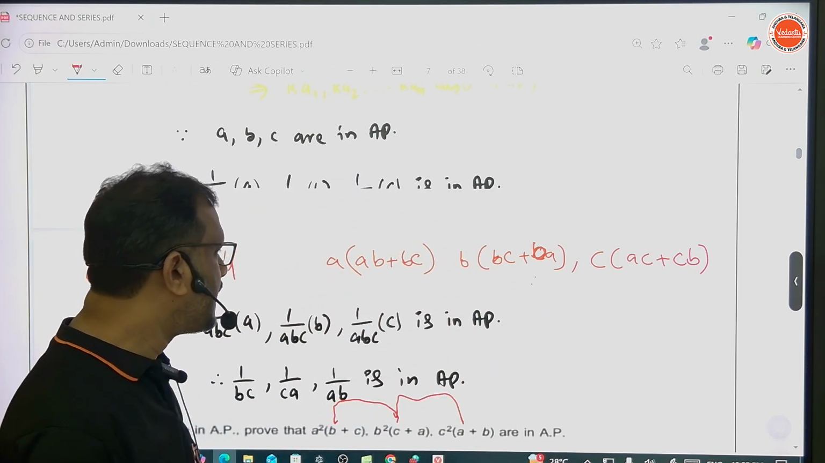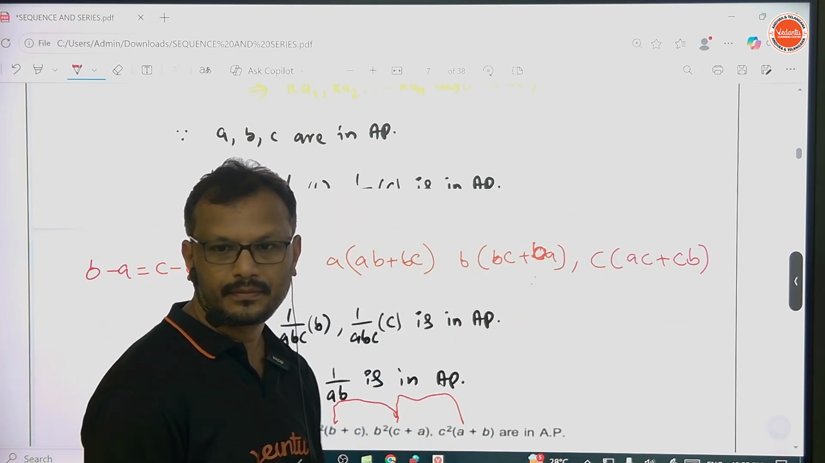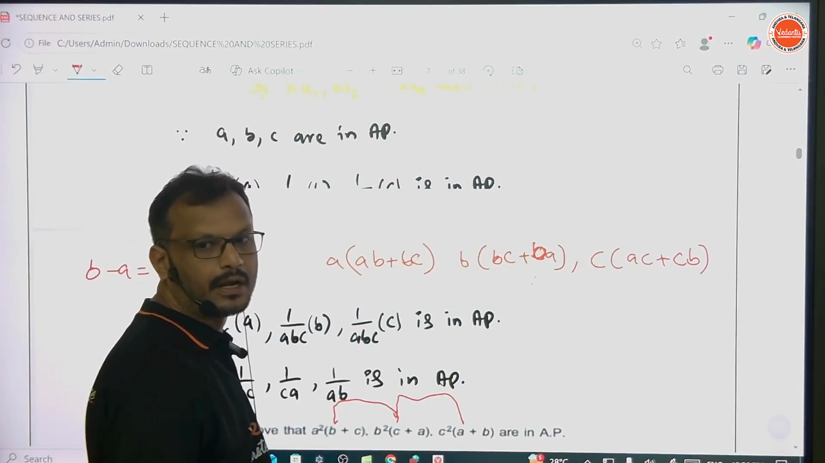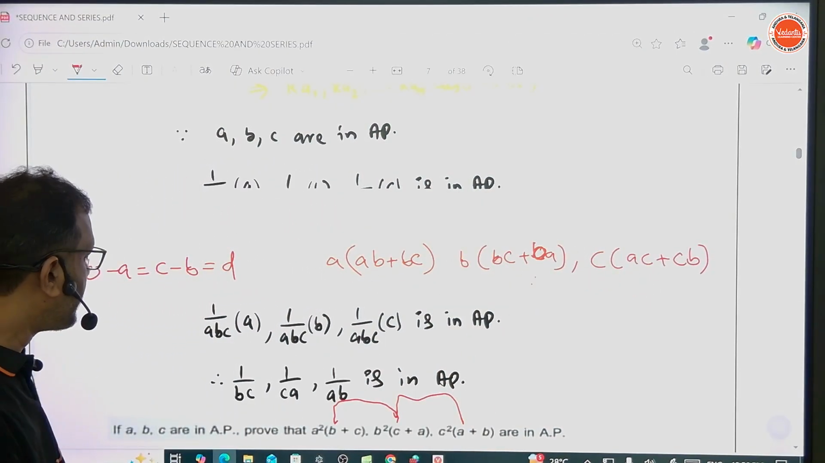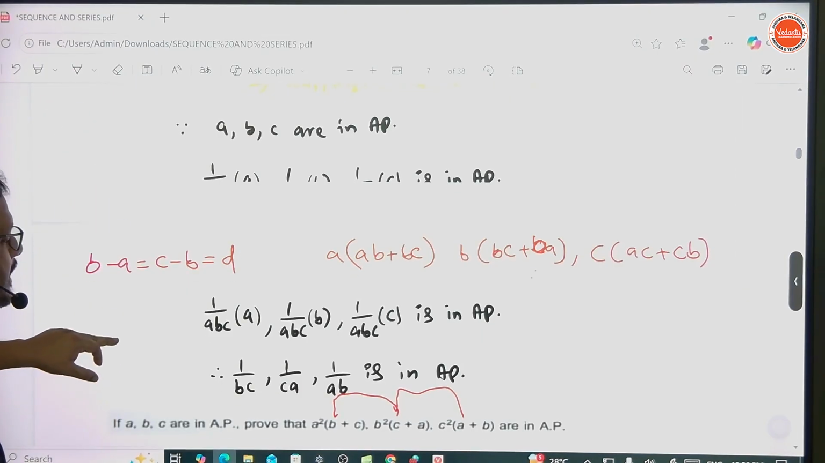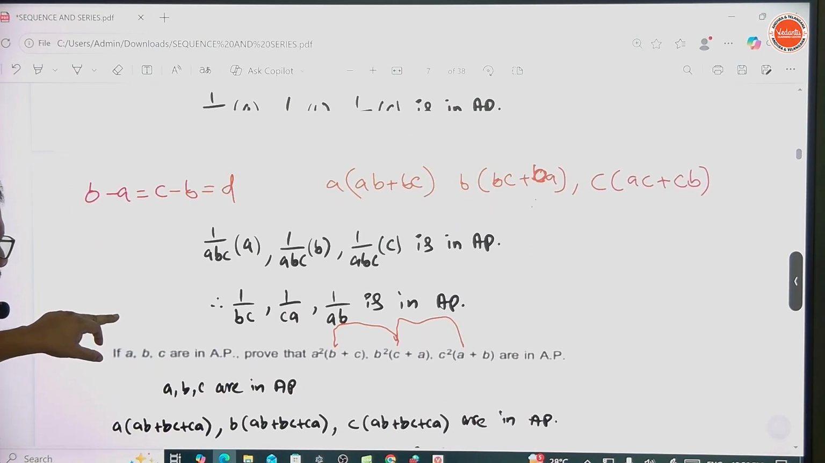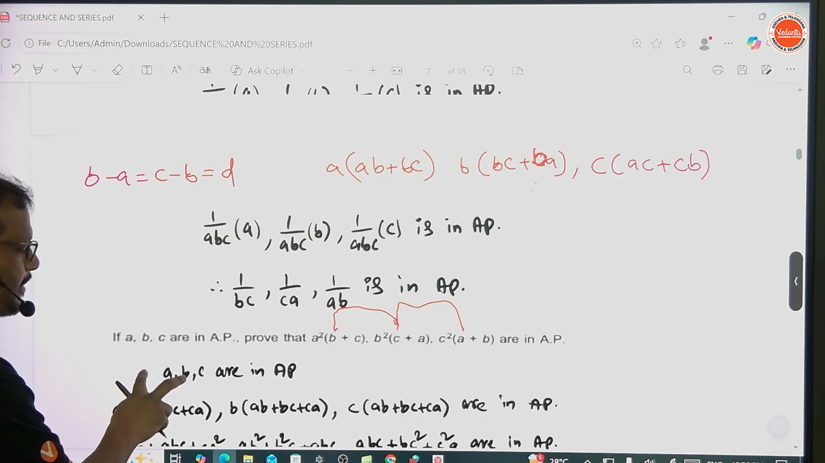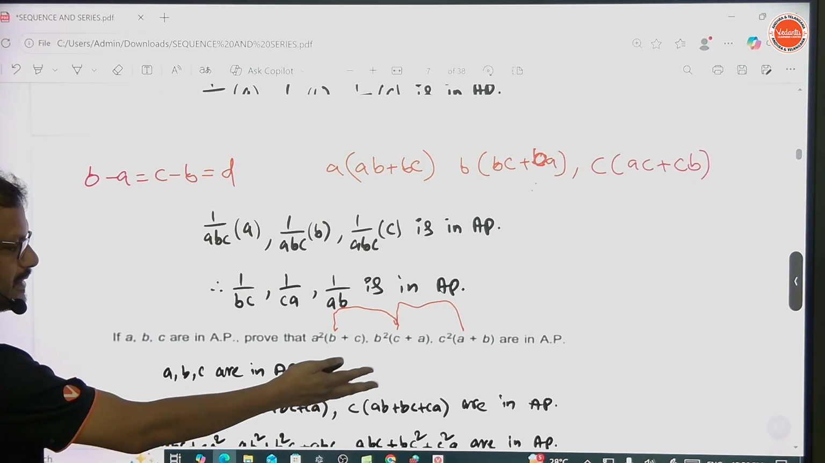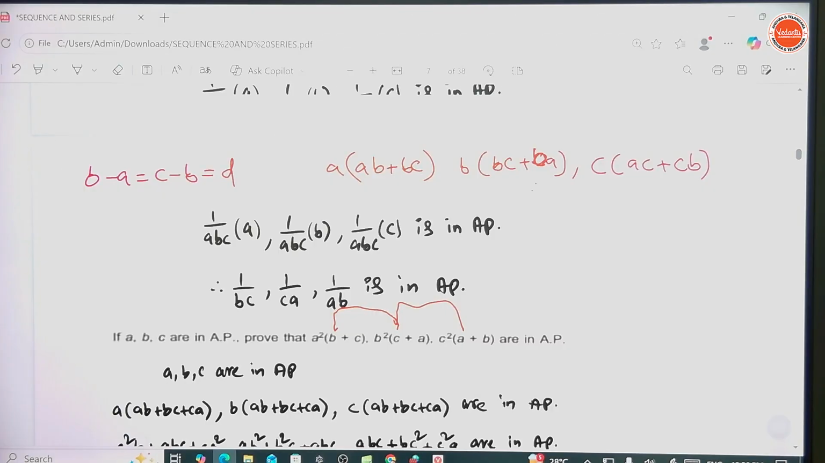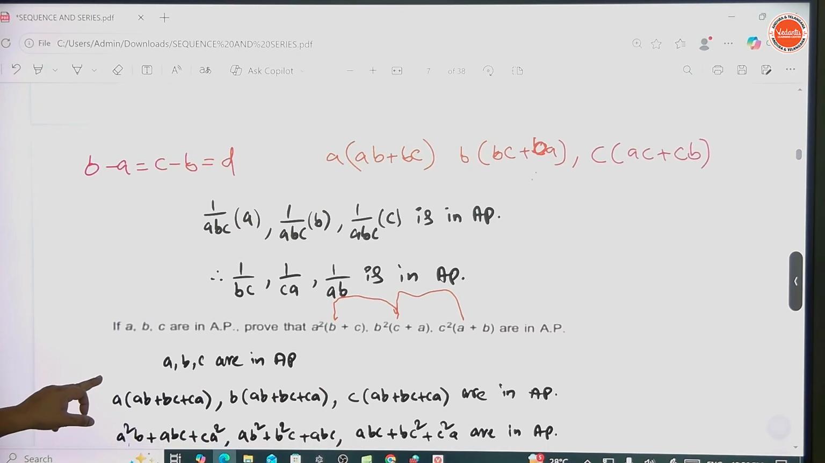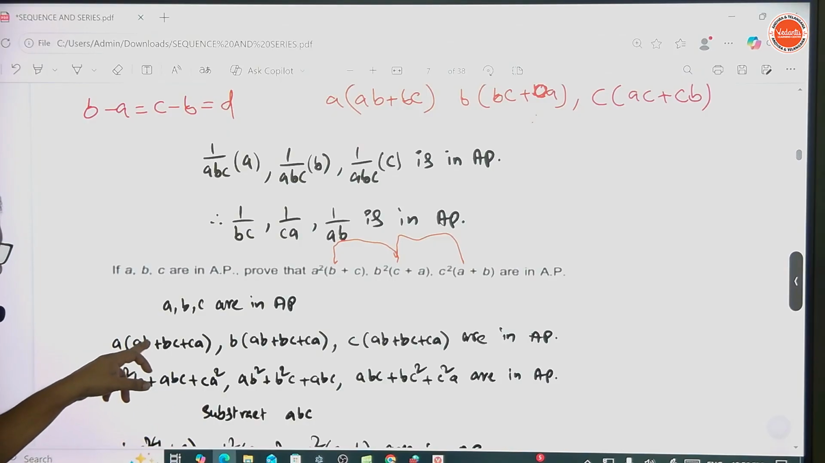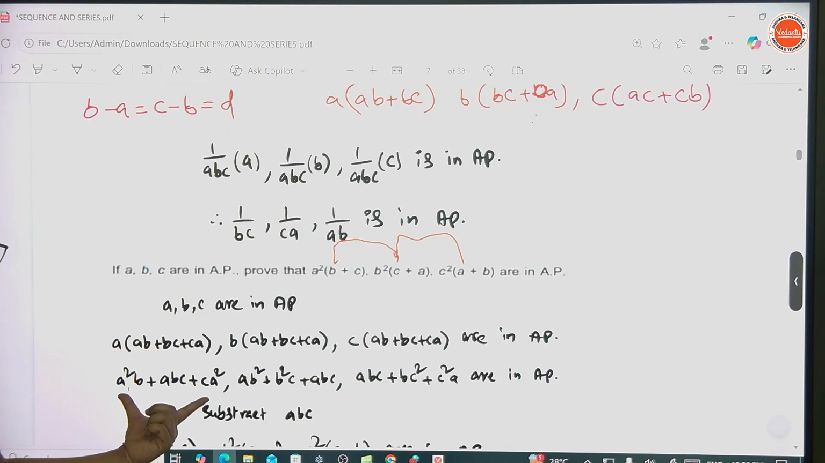So if CA is there, then the term will be common for all of them. If the same term is added to all of them, then it will still be AP. So that's why we multiply with AB plus BC plus CA. If you multiply AB plus BC plus CA to these terms, obviously it will be AP. Now just multiply all the numbers one by one. Just multiply A inside. So you'll get this term.